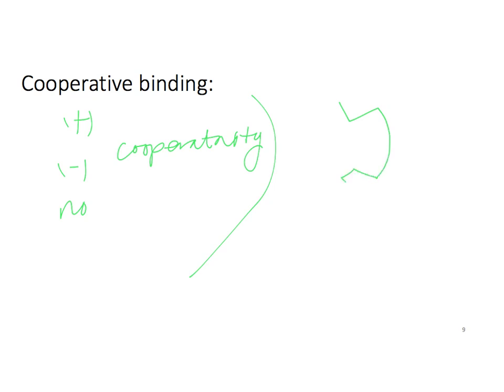So in the last slide, we had positive cooperativity, negative cooperativity, and no cooperativity. Again, this is the binding sites talking to each other. In order to have cooperativity at all, you have to have a protein that has multiple binding sites.